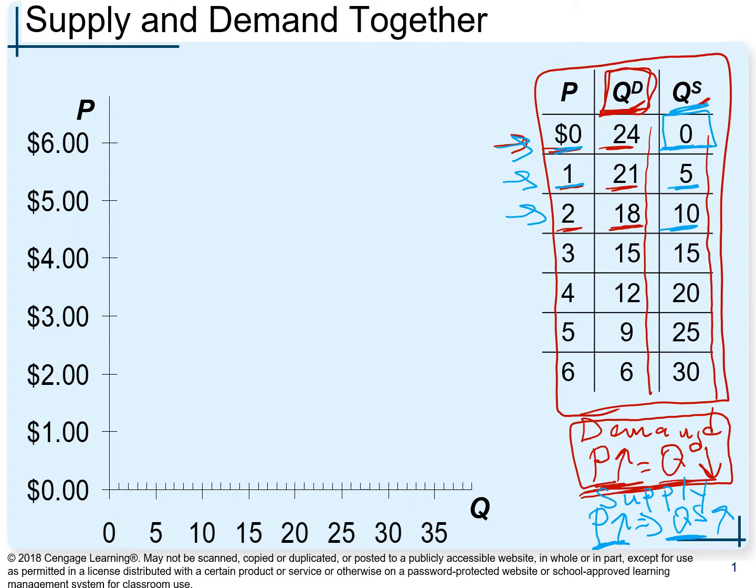So let's use this information and really quick build our supply and demand curves. I'm going to start with the quantity demanded first. When the price is 0, quantity demanded is 24, somewhere over here. When the price is 1, quantity demanded is 21. It's actually really easy. Price is increasing to 2, quantity demanded is 18, somewhere over here. At 3, quantity demanded is 15.